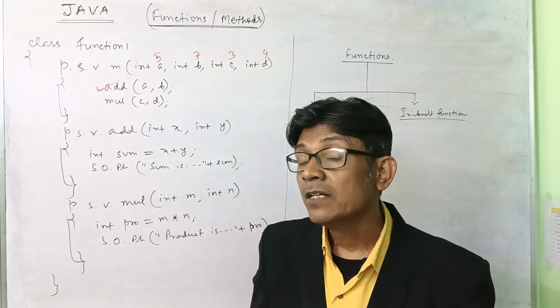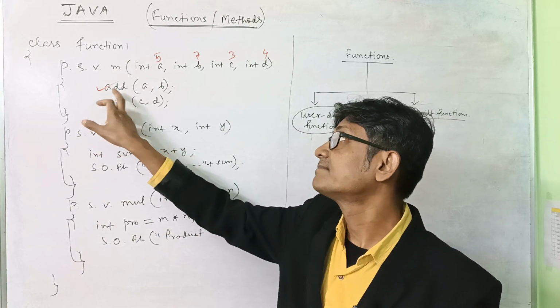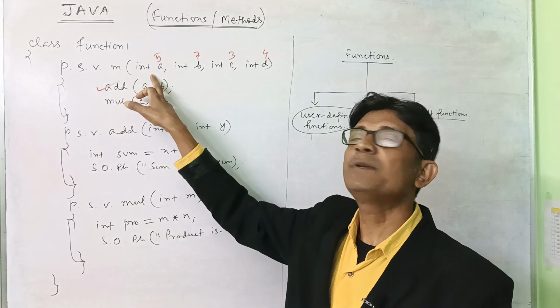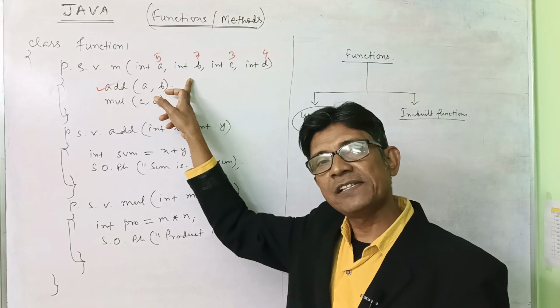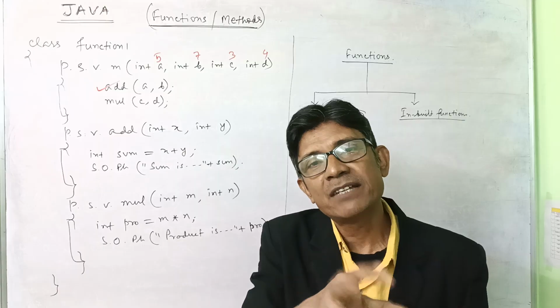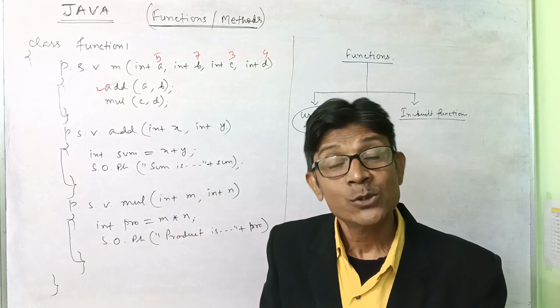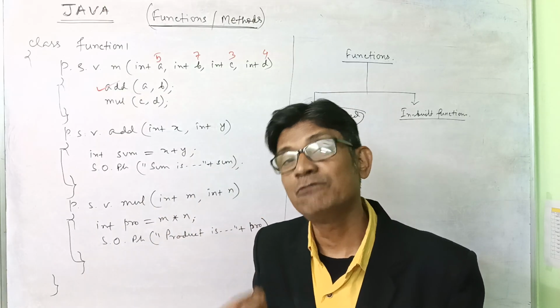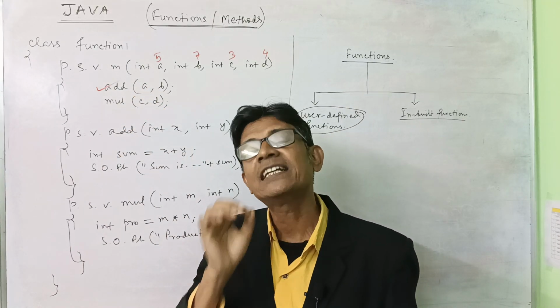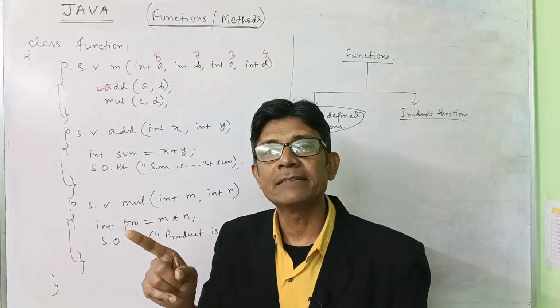Return type means, suppose this student, add student, name of the student add. I have given one 5 rupees note, one 7 rupees note. I am telling you, go outside and have some tiffin and come back. So he is not bringing anything for me. That means it is with argument but no return type.